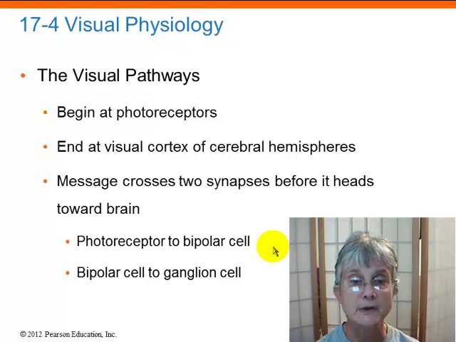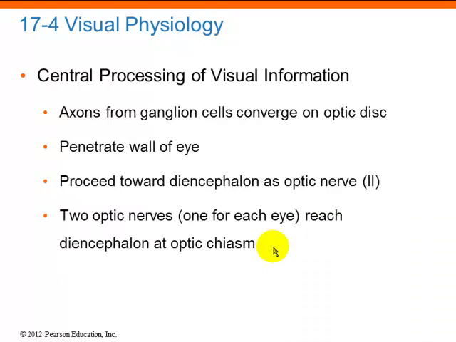So the first step is from the photoreceptor, remember that's the rods and cones, to the bipolar cells, and from the bipolar cell to the ganglion cell. All of that is still in the retina. The ganglion cells then, their axons converge to form the optic nerve. They go back through the back of the eye. Optic nerve is cranial nerve 2.